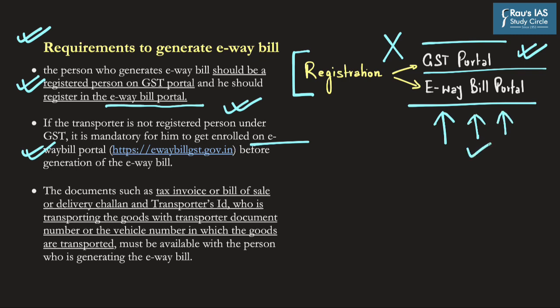Now regarding the documents which are required for generation of this e-way bill, it says documents such as tax invoice or bill of sale or delivery challan and transporter's ID, who is transporting the goods, with transporter document number or the vehicle number in which the goods are transported. So all these documents must be available with the person who is generating the e-way bill.